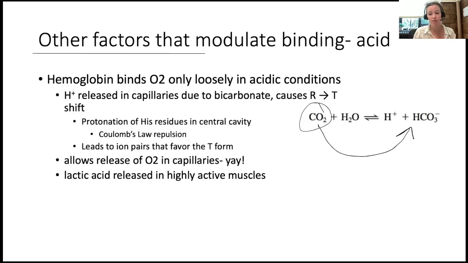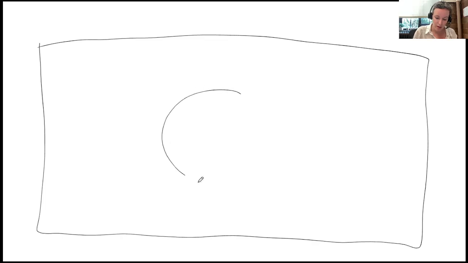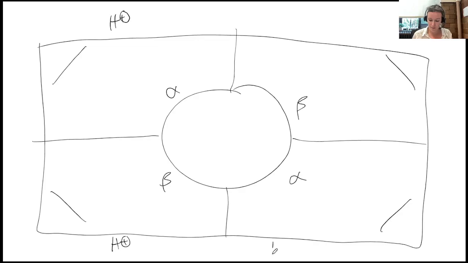The information is here on the slide, but I'm going to draw us through this. So here's a big zoom in on hemoglobin, and I'm going to make that central cavity nice and big so that we can see what's going on. Here are the hemes as well. Okay, so we are in an acidic environment. That means the concentration of protons is quite high. And I'm not going to draw a million protons, but you get what I mean. What's happening here is that in the central cavity, we have some histidine residues.